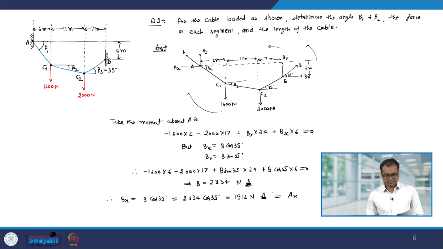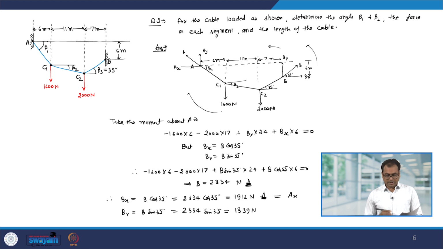Okay. Now, By will be equal to B sin 35 degree. So, this will come out to be 1339 Newton. Now, this we got by considering the free body diagram of the entire cable.